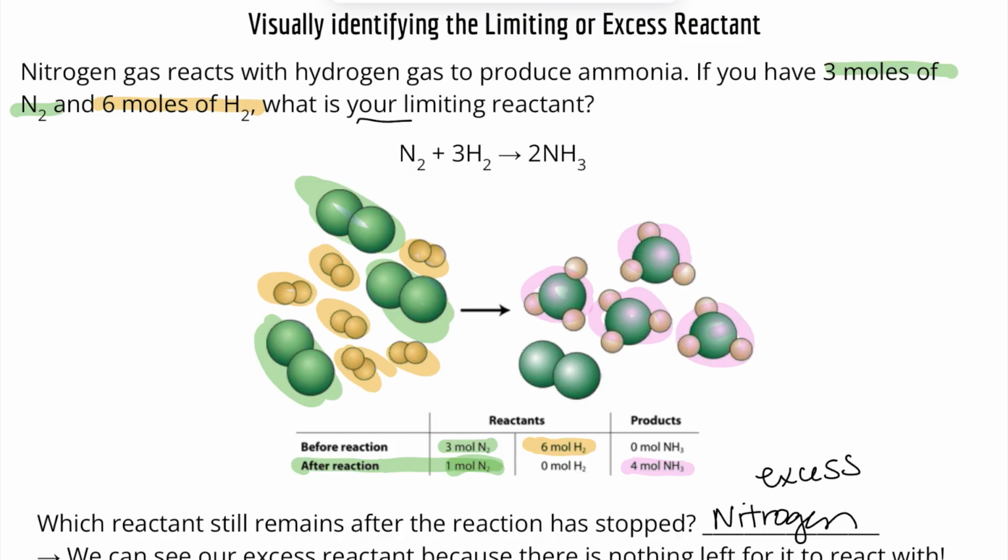And what is our limiting reactant? Well, we ran out of those hydrogens, which then stopped any more NH3 from being produced. So our hydrogen, or that H2, is our limiting reactant. And so as we talk about what we can visually see with these, an excess reactant is that reactant that is going to have something left over after the reaction.